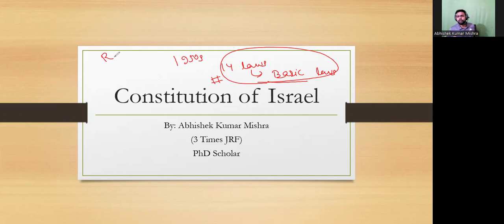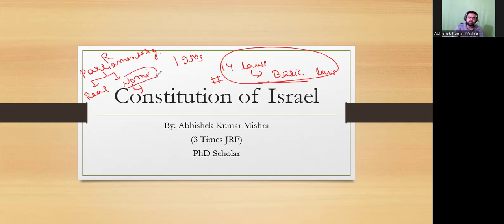The second important point you have to understand is that Israel has the parliamentary form of government. When you talk about the parliamentary form of government, you find two kinds of heads. There is a real head and there is a nominal head. The nominal head does not have any power at all. The nominal head could be a president, or could be a monarch. In the case of Britain, the nominal head is the monarch.